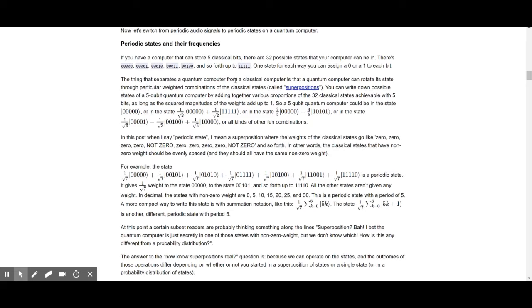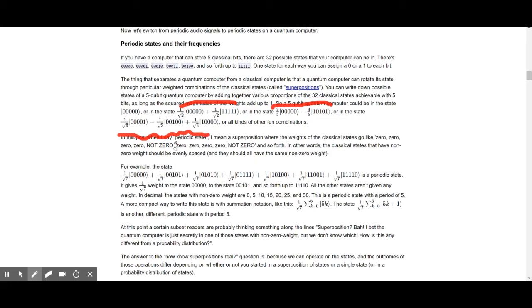The thing that separates a quantum computer from a classical computer is that a quantum computer can rotate its state through particular weighted combinations of the classical states, called superpositions. Exactly. Okay, so you can write down possible states of qubits. This we know, all this stuff. So you have 5 qubits, and you can write some things like this here, or like this here, or like this here. So a lot of fun combinations.